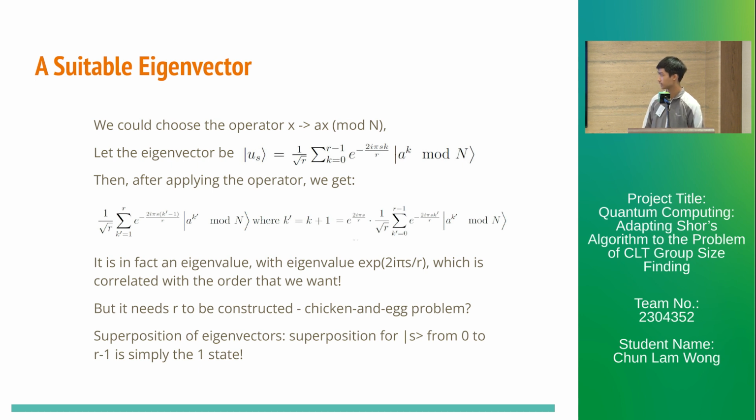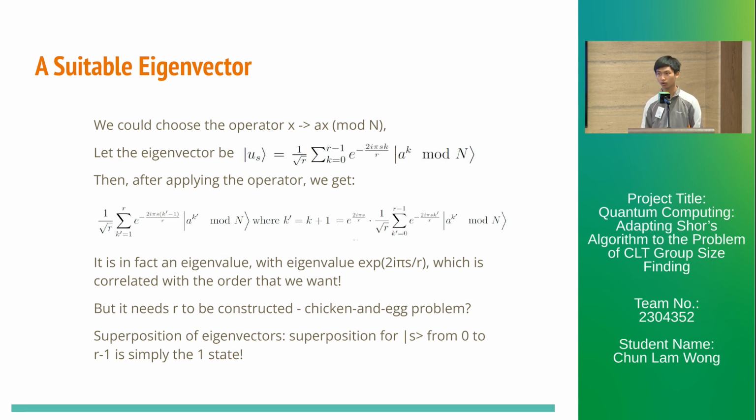And as you can see, this eigenvalue is related to the order we want. So if we can get this eigenvalue, then we can find the order this way. However, we can see that this eigenvector needs R itself to be constructed, as there is an effect of R there.